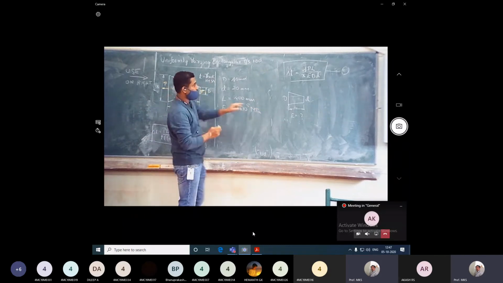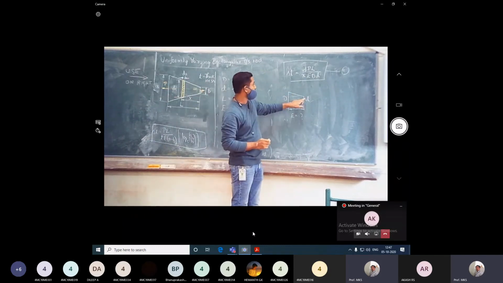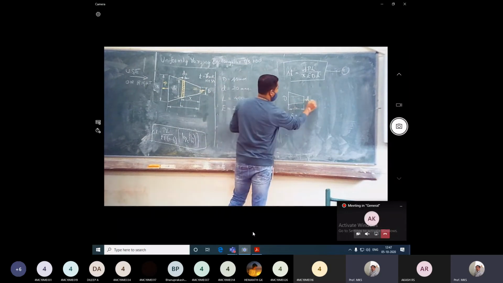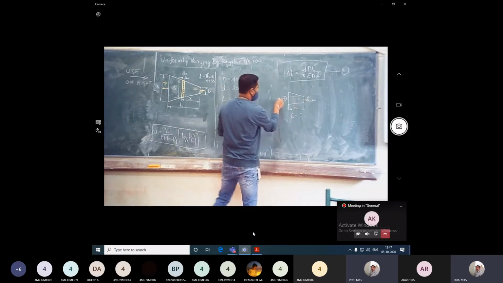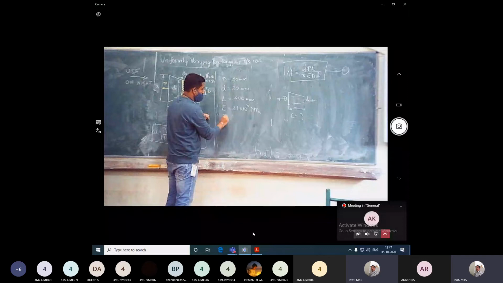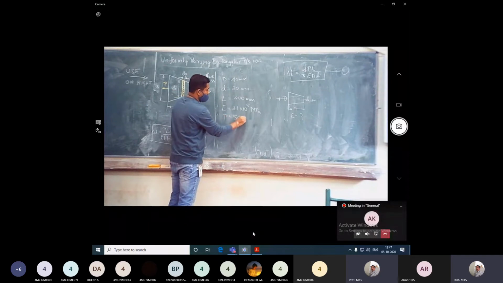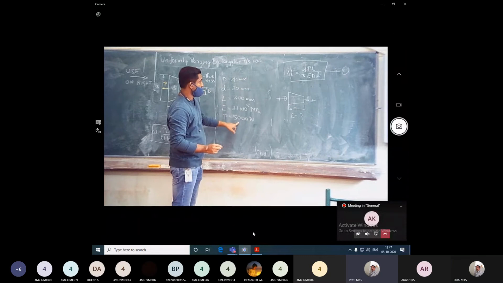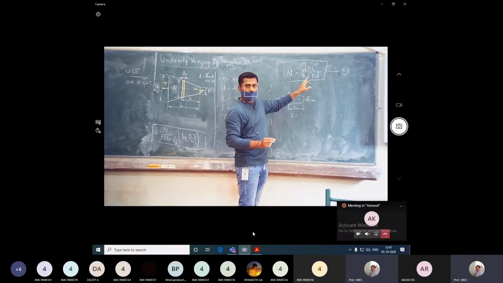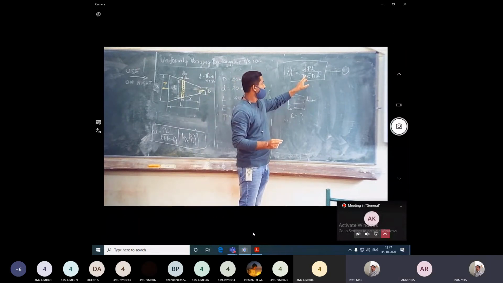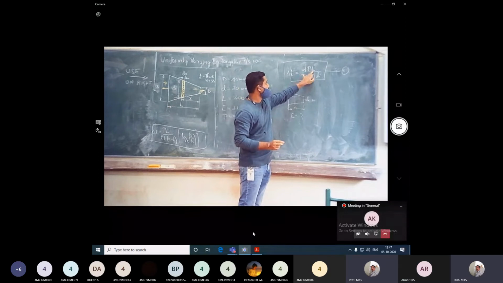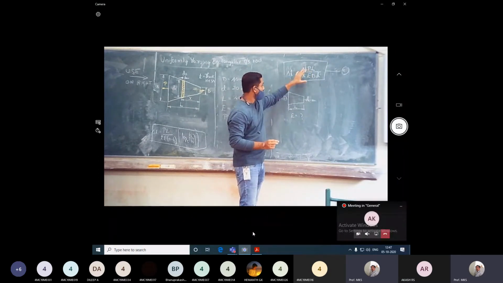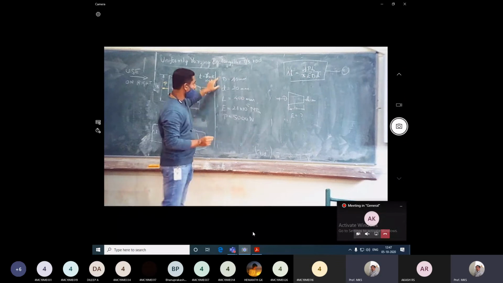But we have load also given, load acting on the rod. What is the load? 5,000. Yes, the P is 5,000 Newton. Okay. 4PL by pi E D into d. So we know all the terms. All the values are given.